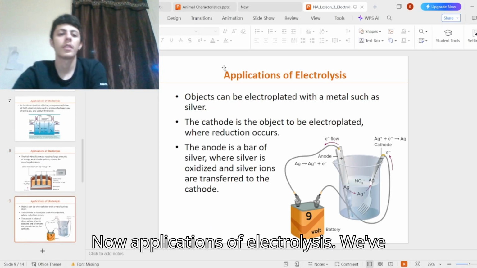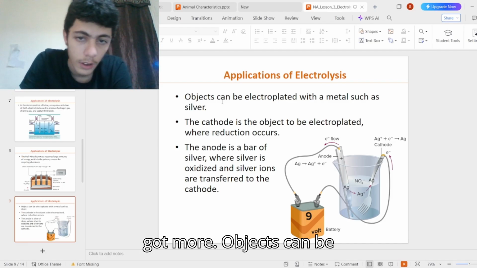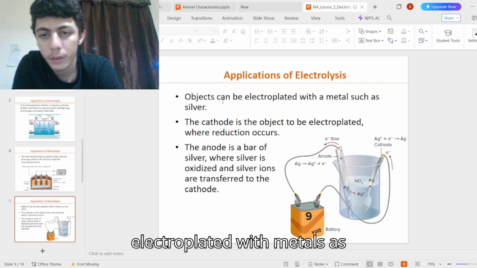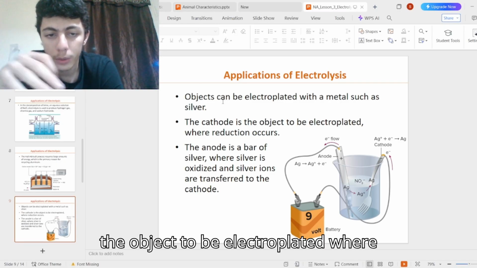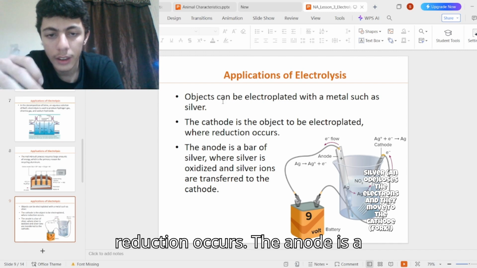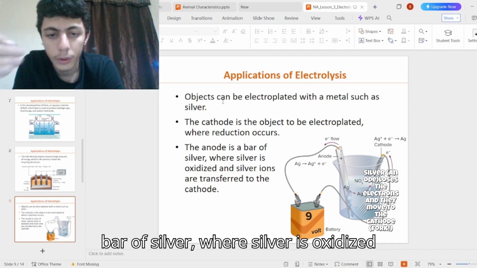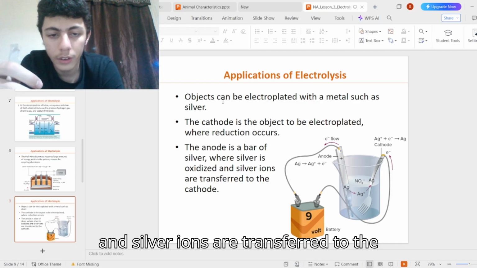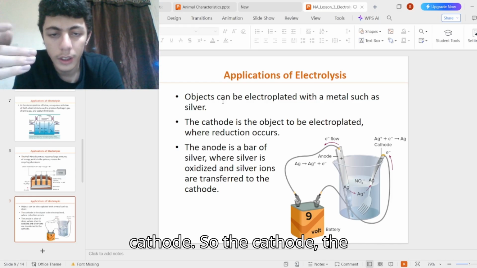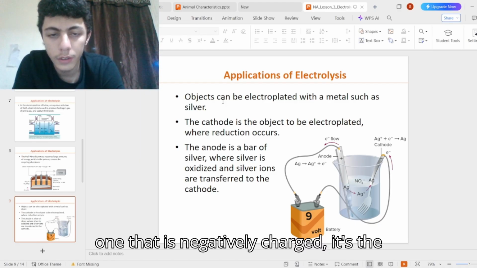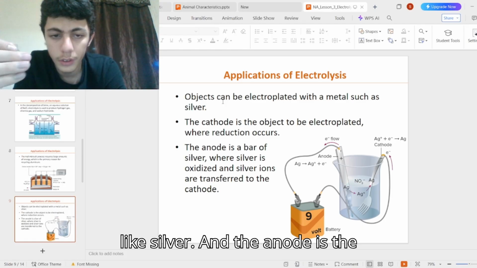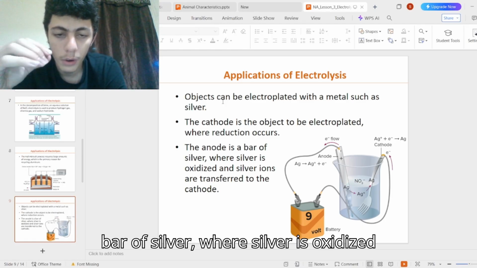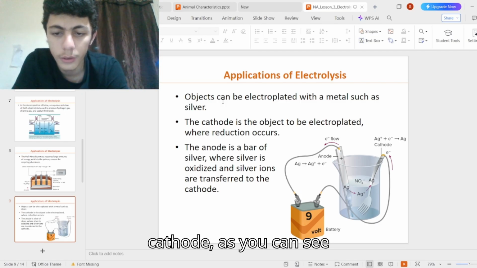Now, applications of electrolysis. We've got more. Objects can be electroplated with metals such as silver. The cathode is the object to be electroplated, where reduction occurs. The anode is a bar of silver, where silver is oxidized and silver ions are transferred to the cathode. So the cathode, the one that is negatively charged, is the one that is electroplated with metals like silver. And the anode is the bar of silver, where silver is oxidized and silver ions are transferred to the cathode.